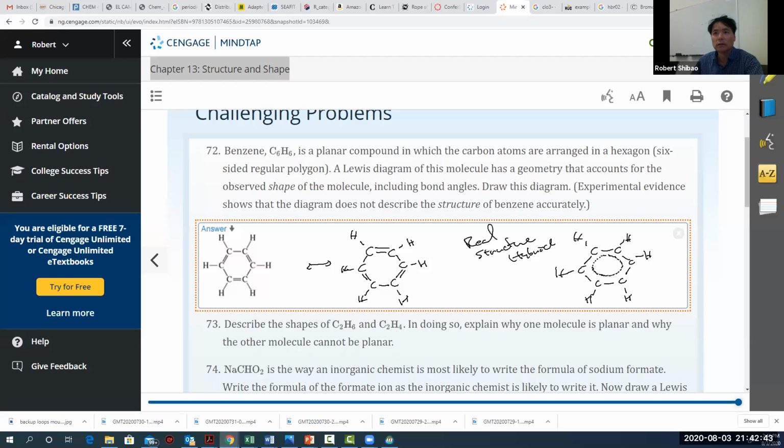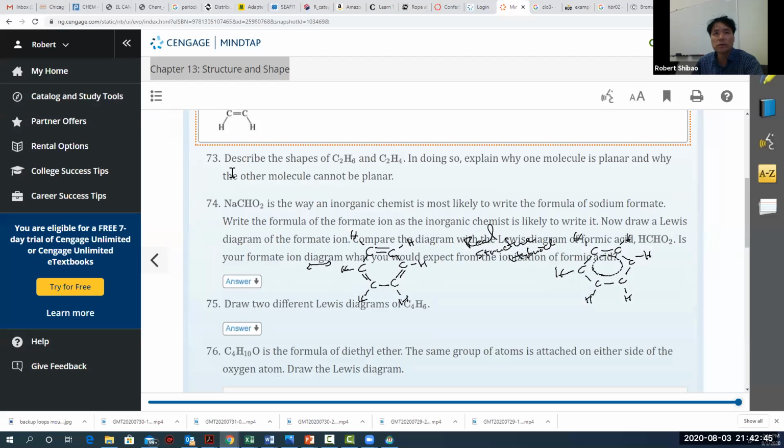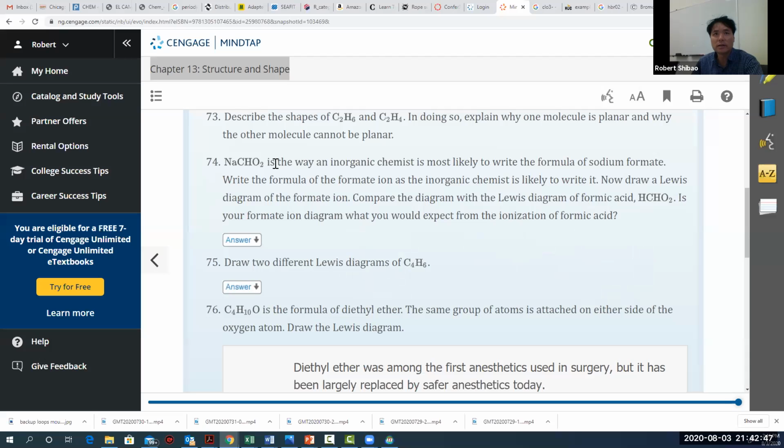Okay, let me continue on here. Sodium formate, NaCHO2, you don't have to know the nomenclature of this, is the way an inorganic chemist is most likely to write the formula for sodium formate. Write the formula of the formate ion as an inorganic chemist is likely to write it. Now draw a Lewis diagram of the formate ion. Compare the diagram with formic acid. Is your formate diagram what you would expect from the ionization of formic acid?